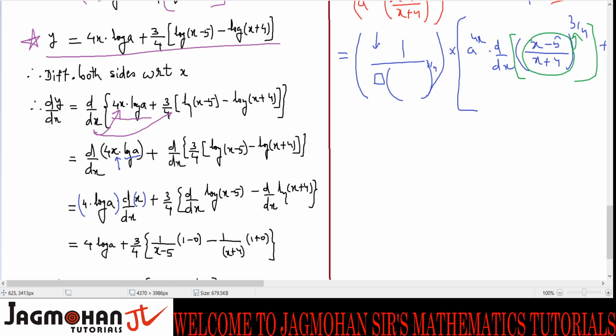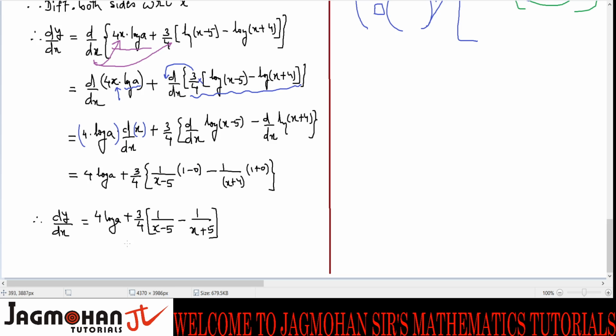Same way here, 3 by 4, in this whole thing, 3 upon 4 is a constant multiplied to this function of x. So 3 upon 4 is also written out. You can check this. And furthermore, what I have done is d by dx of log of x minus 5, d by dx of log of x plus 4. Next, d by dx of x is 1, so it is not written. Even if you write it, it is not going to make any difference.